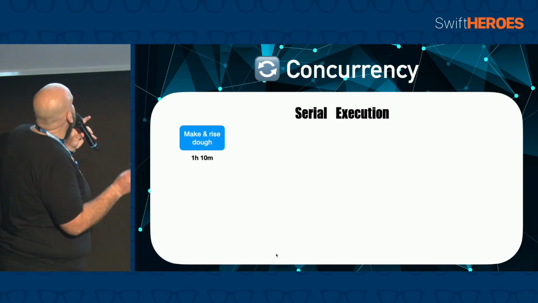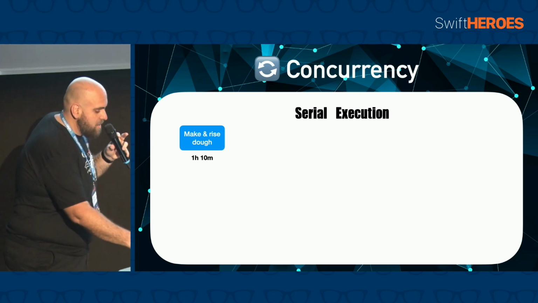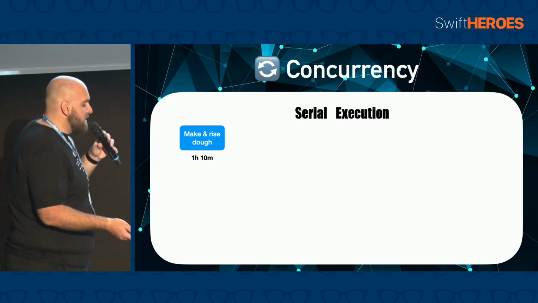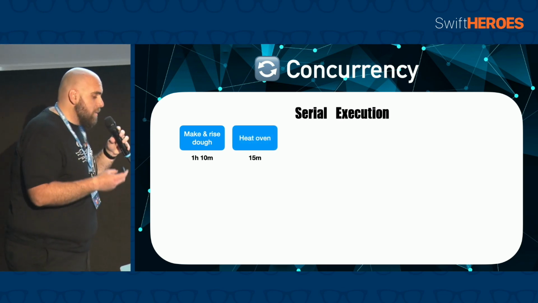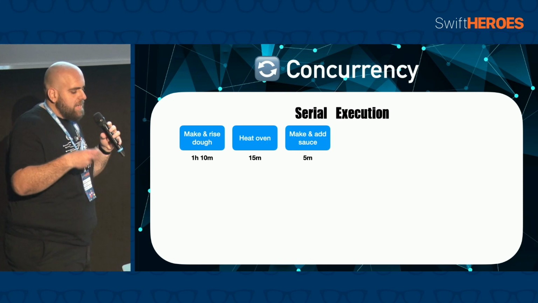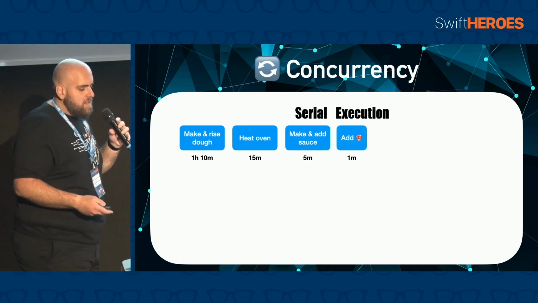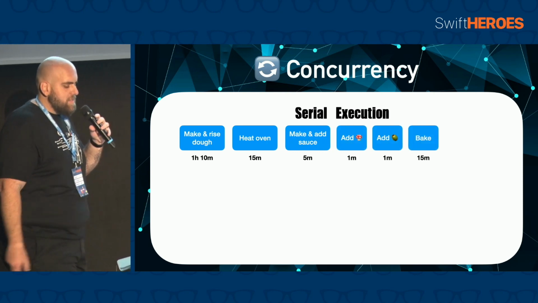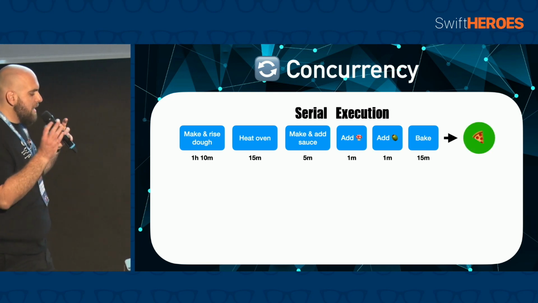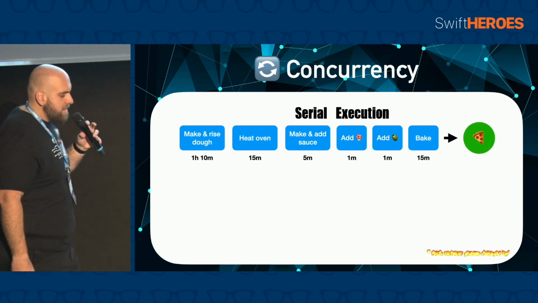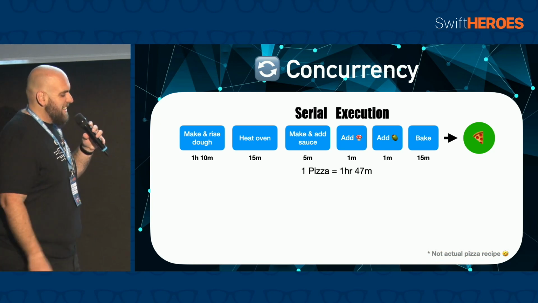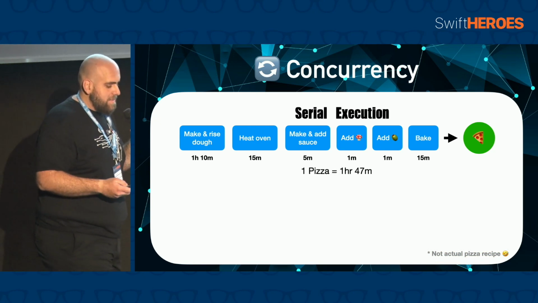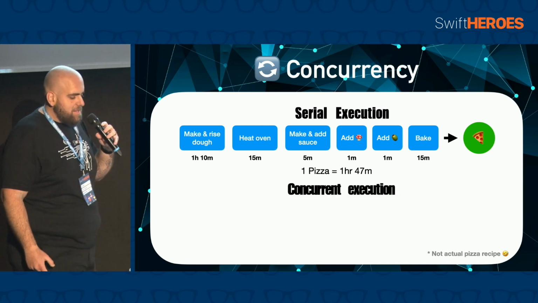So let's talk about the difference between serial and concurrent execution. In serial execution, I might make my dough and rise it. Then I will wait, and then I would heat the oven. Finally, I would make and add some sauce, add some mushrooms, add some olives, and finally, I would bake my pizza, and I would have a prepared pizza. And this will take, again, not an actual pizza recipe, very important, like an hour, 47 minutes in this very rough calculation.